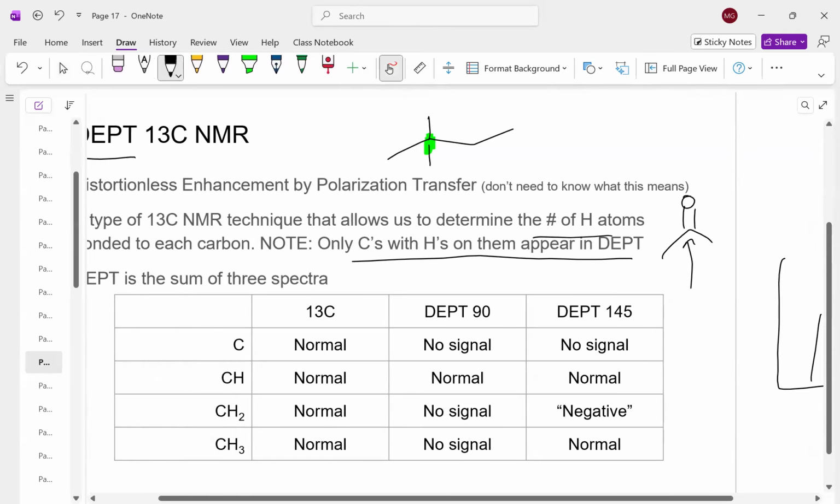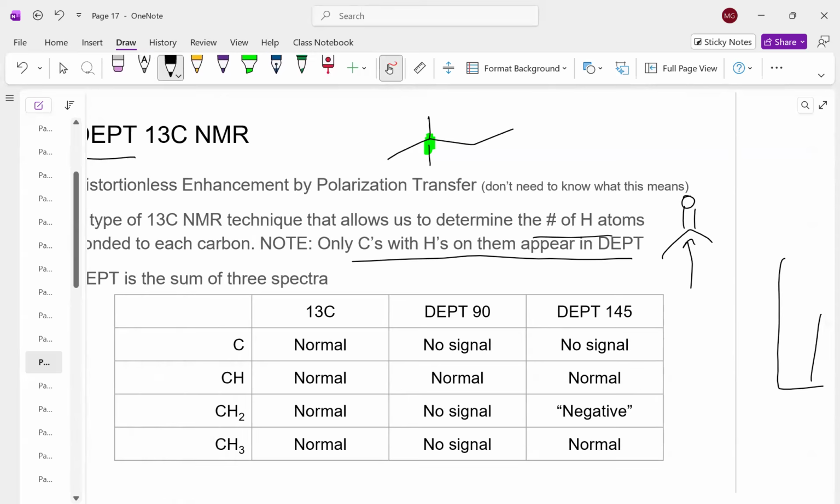So this table summarizes what we are looking for in DEPT NMR. In a normal carbon NMR, we see carbons with no hydrogens, as I said earlier, but we don't see them in the two types of DEPT. Don't worry about these numbers, the 90 and then that's supposed to say 135. Don't worry about what those mean. It's just two types of the DEPT NMR.